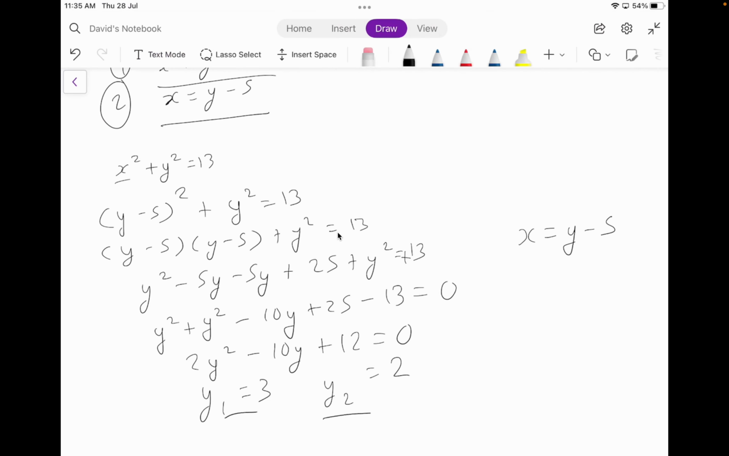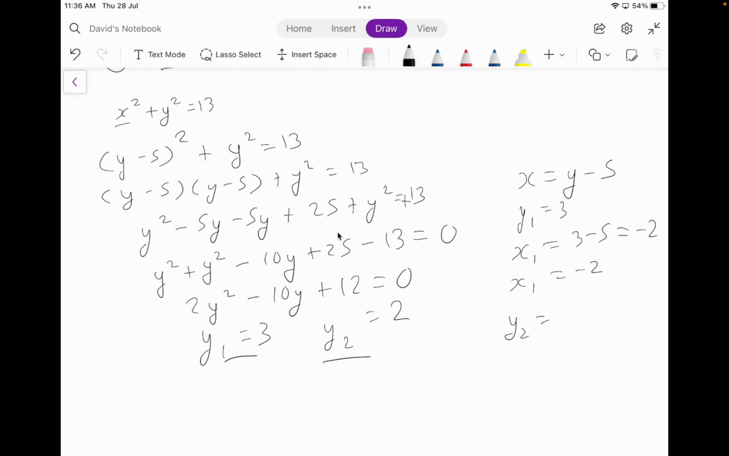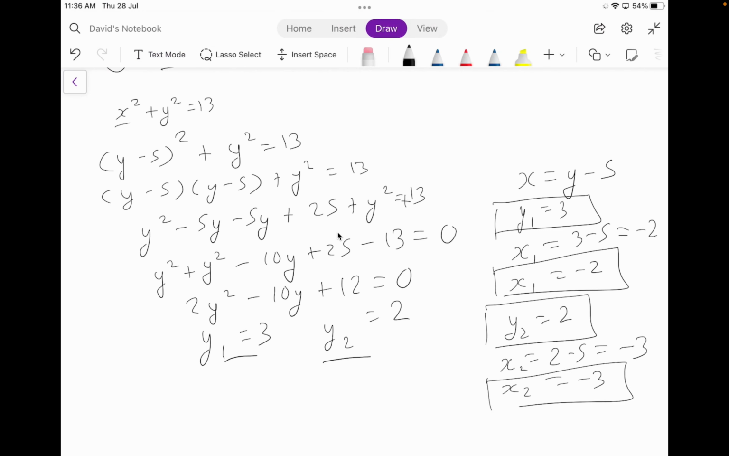Since we know that y1 is equal to 3, we know that x1 is equal to 3 minus 5, which is a negative 2. So x1 is equal to negative 2. And we know that y2 is equal to a positive 2, so x is equal to 2 minus 5, which gives you a negative 3. So x2 is equal to negative 3. So we have found the values of y and x. Since this is a quadratic simultaneous equation, you get two values for x and two values for y. So that's clearly understood, and you can neatly write these down together.